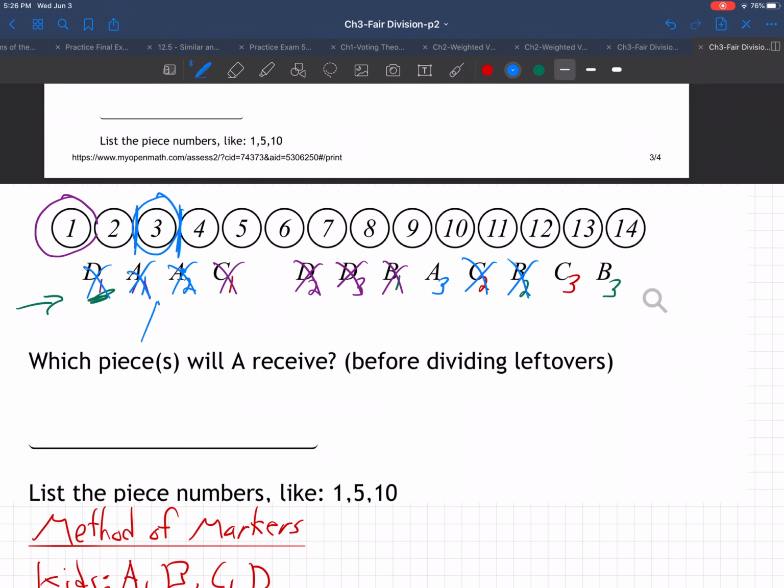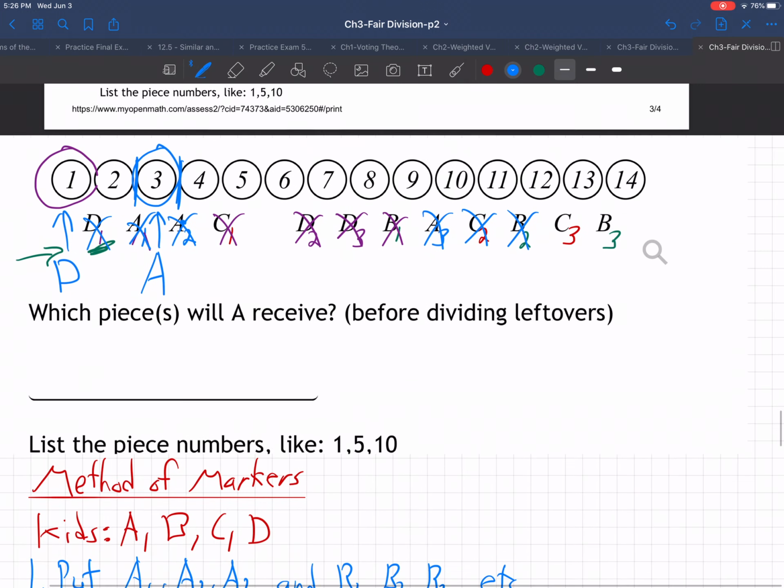So this is A's candy here. This is D's candy there. So cross off the rest of the A's. A is done. There we go. So did you track with what I did there?